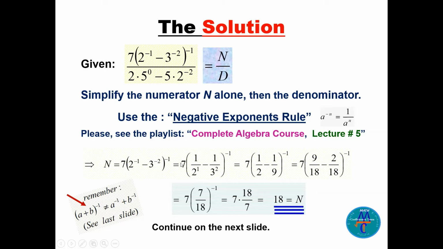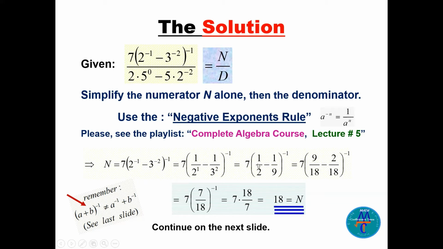2 to the power minus 1 is 1 over 2 to the power 1, according to this rule. Now we leave the power outside here, all the way until we have one fraction. 3 to the power minus 2 is 1 over 3 squared, and there's a minus here. Just leave it. This is a half minus 1 over 3 squared, which is 9, so 1 over 9.